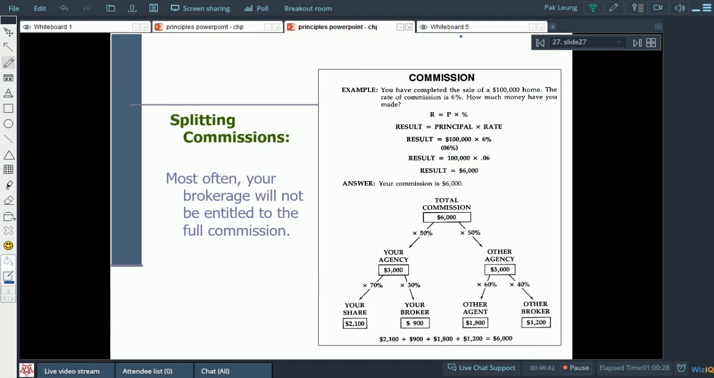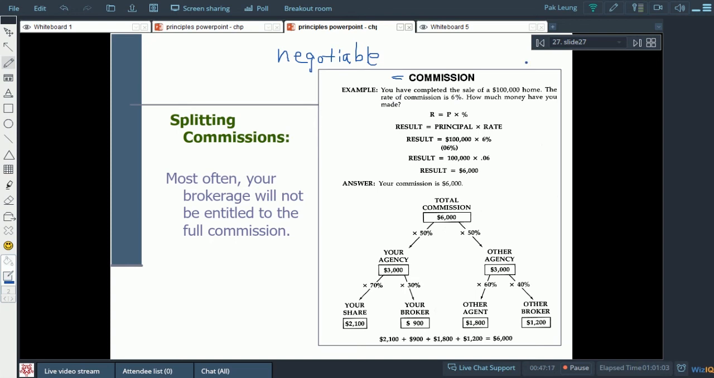Okay, determine commission and selling prices. Now this is not a typical scenario, but this is how you split up the commission. But remember, whenever you see commission, answer is negotiable. Negotiable, always.